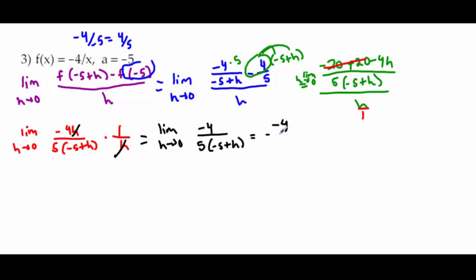So now I can plug in 0 for h, and then work this out. This is -4 over -25, which is +4 over 25.